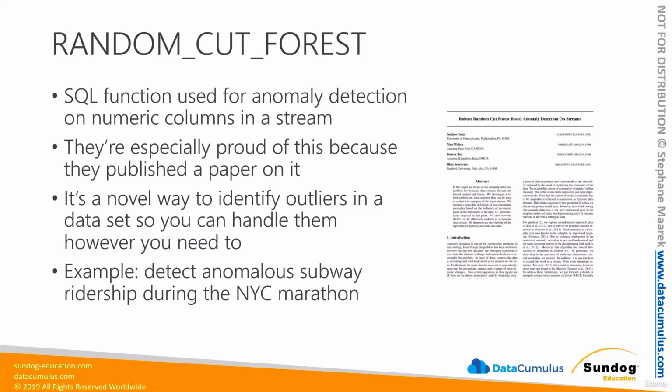It is a novel way of identifying outliers in a data set, so you can handle them however you need to. An example of doing this that they give in the paper is detecting anomalous subway ridership during the New York City Marathon. So they have a stream of data of people going through the subway turnstiles, and they are using random cut forest to automatically identify anomalies in that rate of usage of the subway system. So this is important because if you ever see a question about trying to detect anomalies or outliers in a stream of data, random cut forest with Kinesis Analytics is very likely a good answer for that.